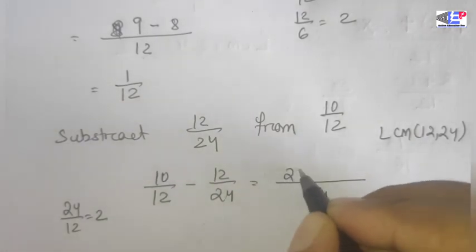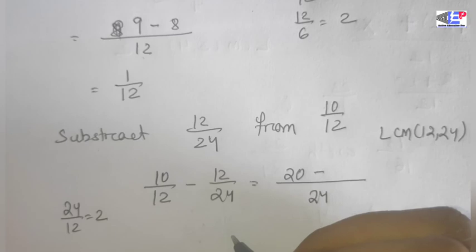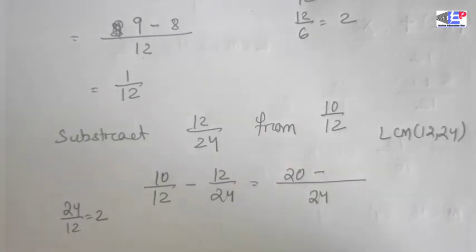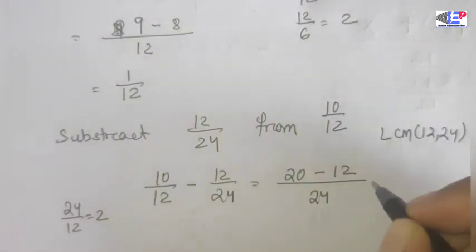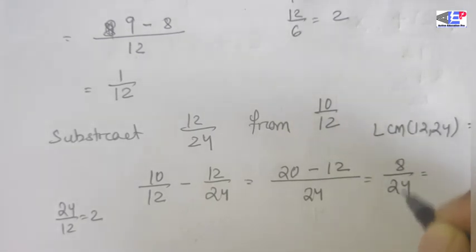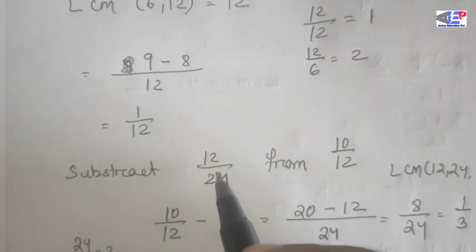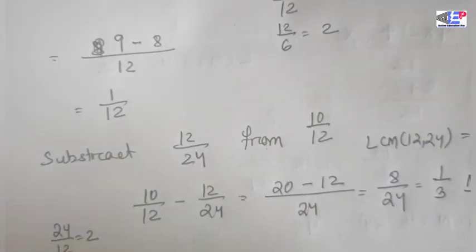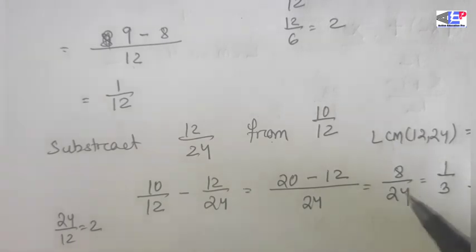2 into 10 is 20, minus 24 by 24 itself, dividing the number by itself. So 24 by 24 is 1, and then multiply with 12. 20 minus 12 is 8 by 24, and the standard form of this fractional number is 1 by 3. It is your answer. If we subtract 12 by 24 from 10 by 12, your answer will be 1 by 3. You can write 8 by 24 or 1 by 3, no problem. 8 by 24 is equal to 1 by 3.